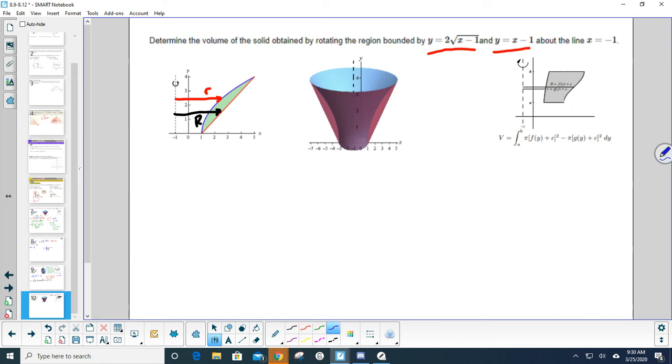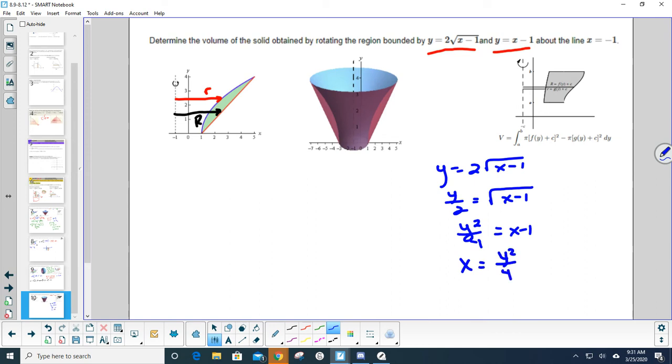Okay. If there's no questions on that, we know we're going to have this in terms of dy. So I have to take these equations and make them x equal. I'm going to end up with y over 2 equals the square root of x minus 1. I'm going to have to square both sides. And this equation is going to end up being x equals y squared over 4 plus 1. So that's this one right here.